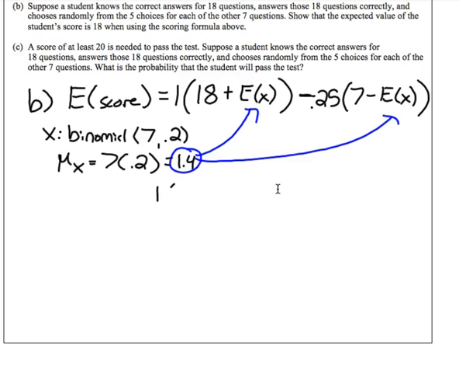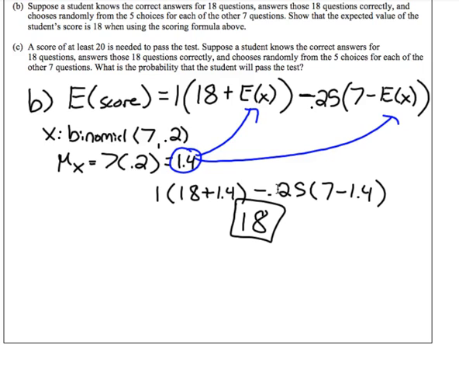So I'm going to have 1 times the 18 plus, we're expecting to probably get 1.4, minus off that 0.25, and again, the rest of those 7 are going to deduct points for us. Okay, you plug all that in the calculator, you get 18, and again, you know that's what you should be getting. It says show the expected value is 18, and again, I just did that. Okay, I showed that it's 18. The nice thing is in the end, you know you have the right answer because you know what you should have been getting.